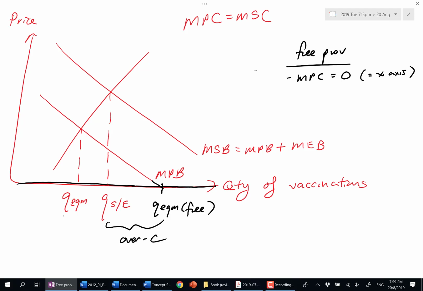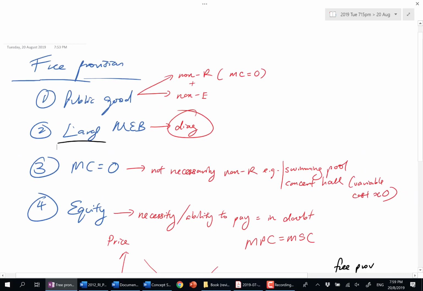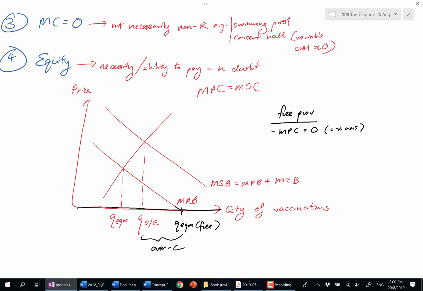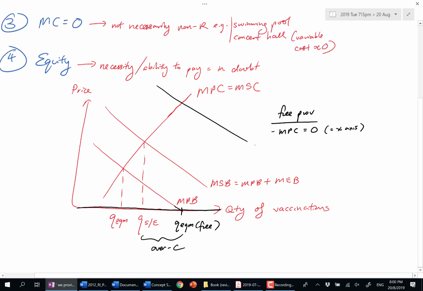So why do I say free provision is necessary only when this is large? Okay, a large MEB, okay? A large MEB means my MSC is probably higher, you know? If my MSC was here, sorry, MSB. So this is what I will call a large MEB. Then, yes, free provision is justified. Okay, I'll let you dwell on this for a moment.